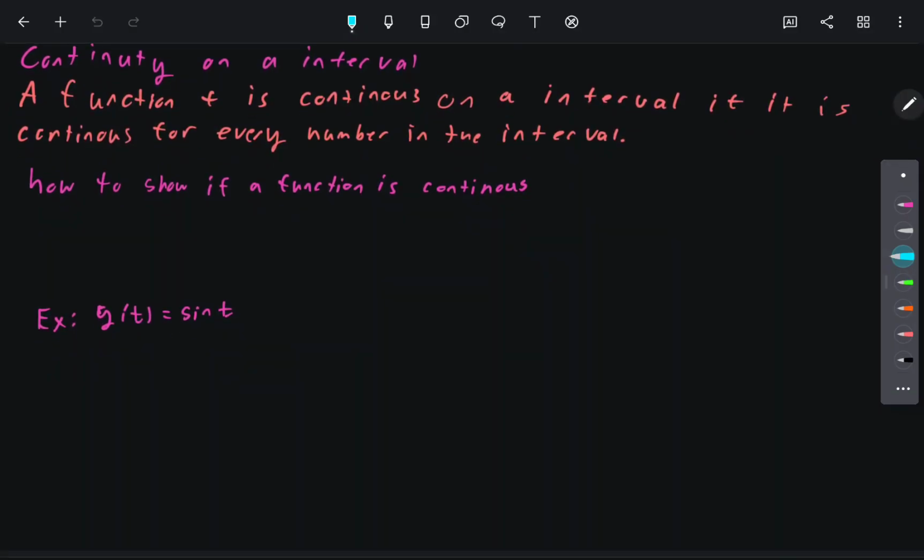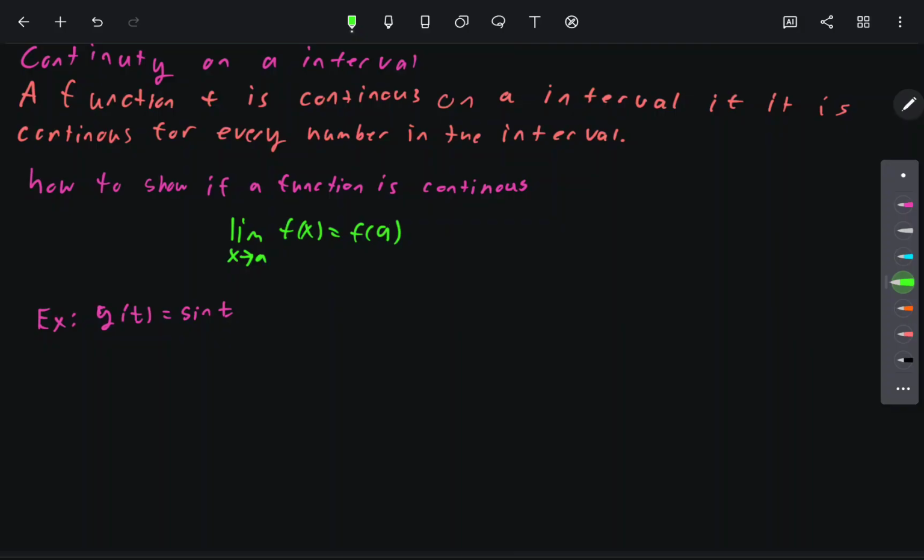Continuing on, we now have continuity on an interval. A function f is continuous on an interval if it is continuous for every number in said interval. Well, how can we show that? And I've got an example planned out for you. You might recall that our definition of a function being continuous is if the limit as x approaches a of the function is equal to the function of a.